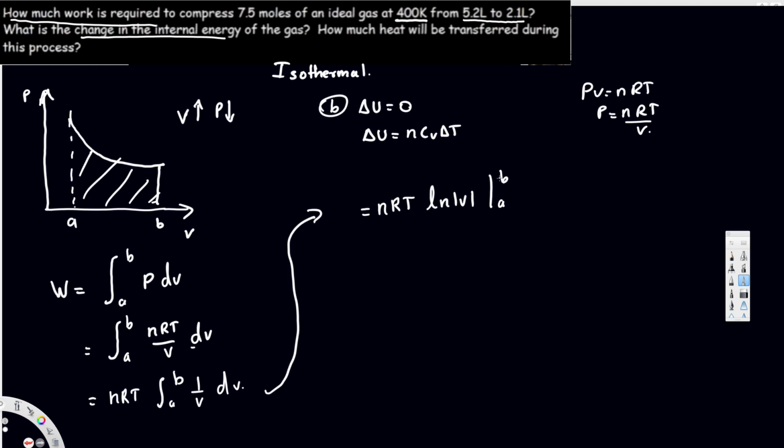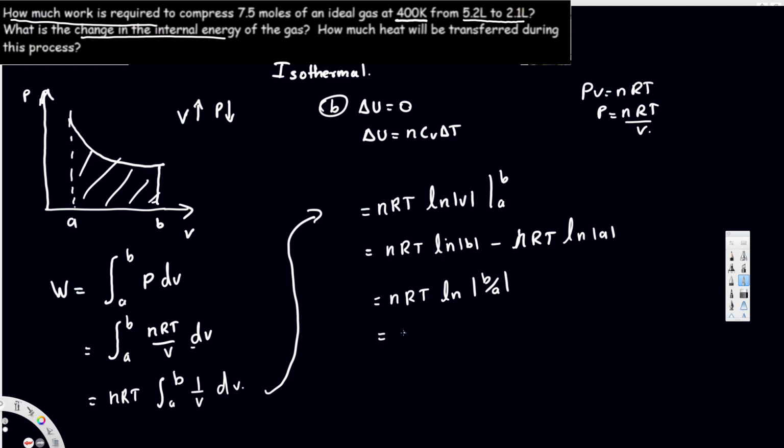Here A and B are the initial volume and the final volume, right? So let's separate them. This is going to be nRT ln of B, that's the final volume, minus nRT ln of A, that's the initial volume. And according to logarithm rules, when we subtract, that's the same as nRT ln B over A. When we add, we multiply; when we subtract, we divide. That's the rule we are going to use.